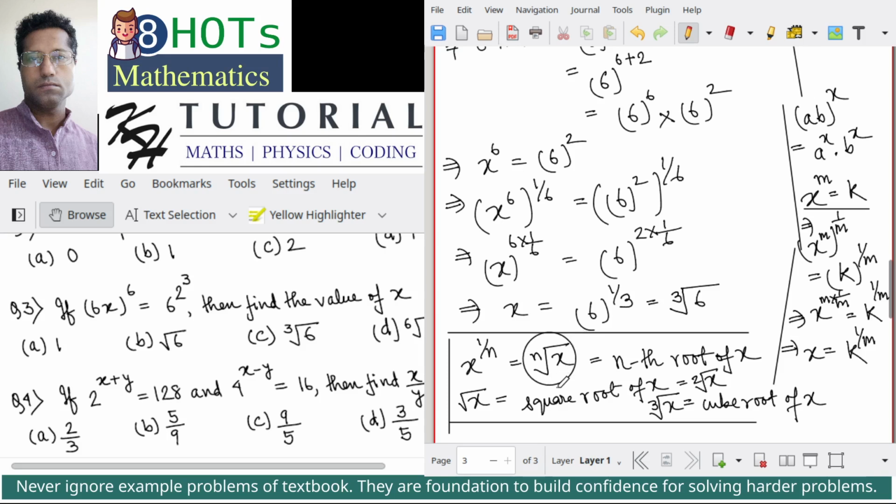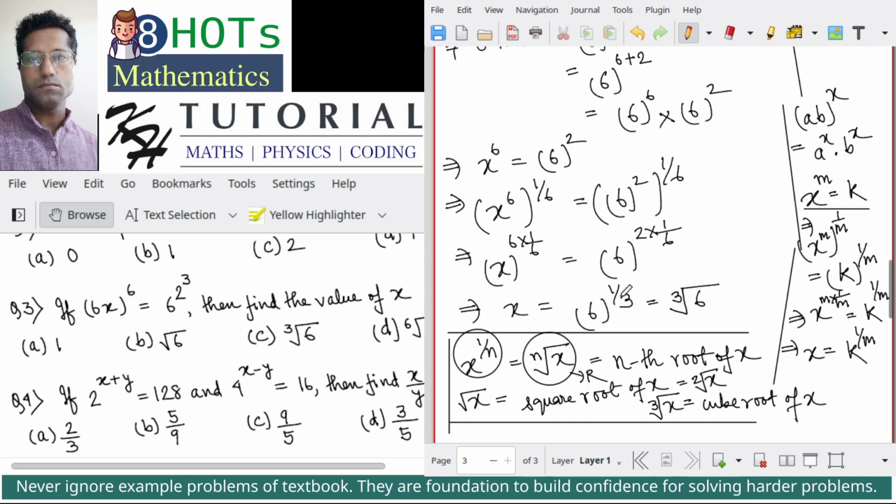This is the radical form, where we write the square root sign and in the top left corner we write n, and this is the exponential form. Both these are the same: x raised to the power 1 by n is in the exponential form, and this is equal to the nth root of x, which is in the radical form.